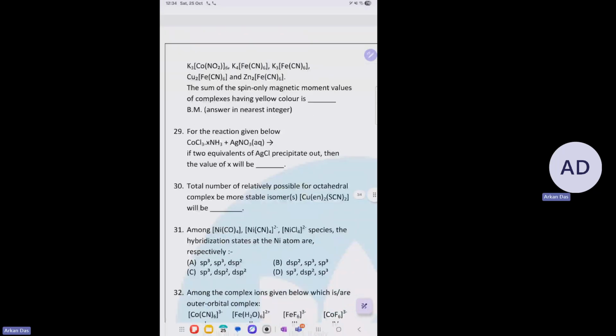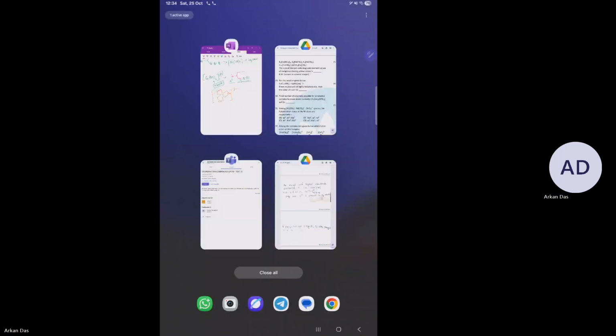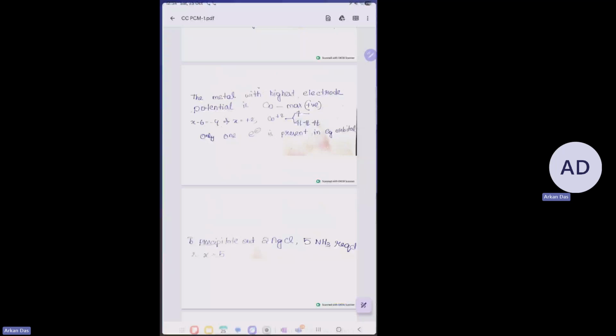For the reaction given below, two equivalents of AgCl precipitated out, and the value of X will be? Guys, we know very well Cl should be outside of the coordination sphere, in the ionization sphere. Then only the precipitate will occur. So we need at least 4 NH3 to make 2 Cl go out, 5 NH3 to get a Cl out of it. So in case of 29, the answer will be 5. Let's go for the next.